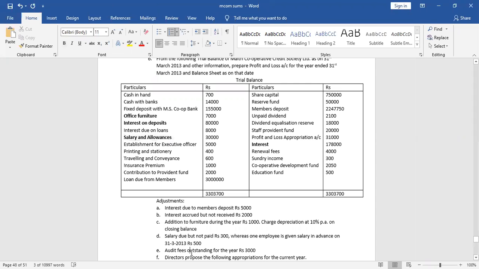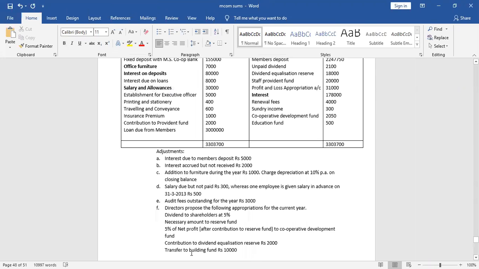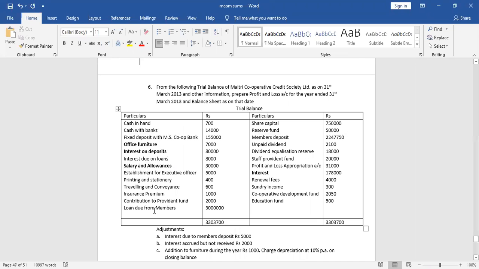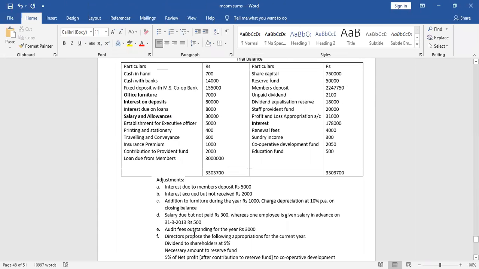Then audit fees outstanding for the year is 3000. Audit fees outstanding for the year is 3000. So audit fees was it given, we have to highlight that. So audit fees should be on the expenses side, it is not there, which means the whole of the audit fees is outstanding.